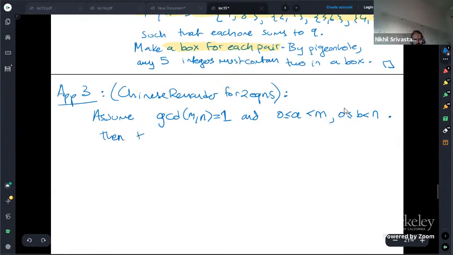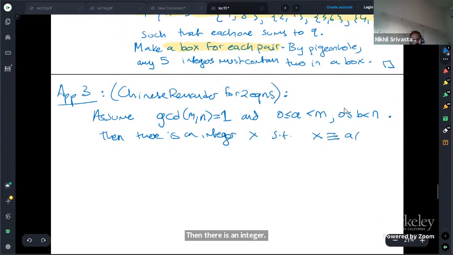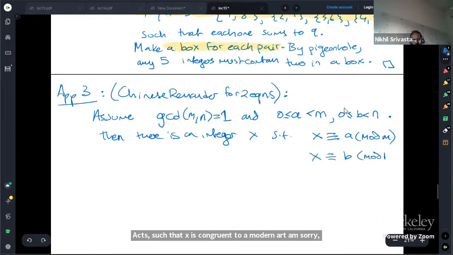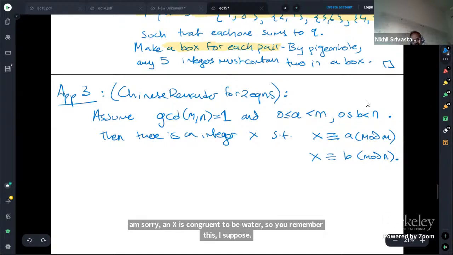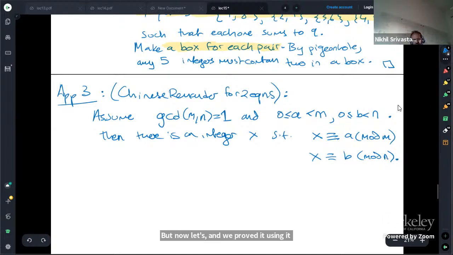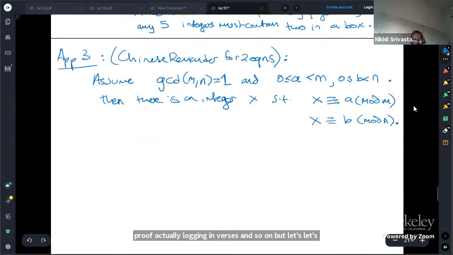Then there is an integer x such that x is congruent to a mod m, and x is congruent to b mod n. So you remember this, I suppose. We proved it using a somewhat clever proof, actually, involving inverses and so on. But let's prove it again using the pigeonhole principle.